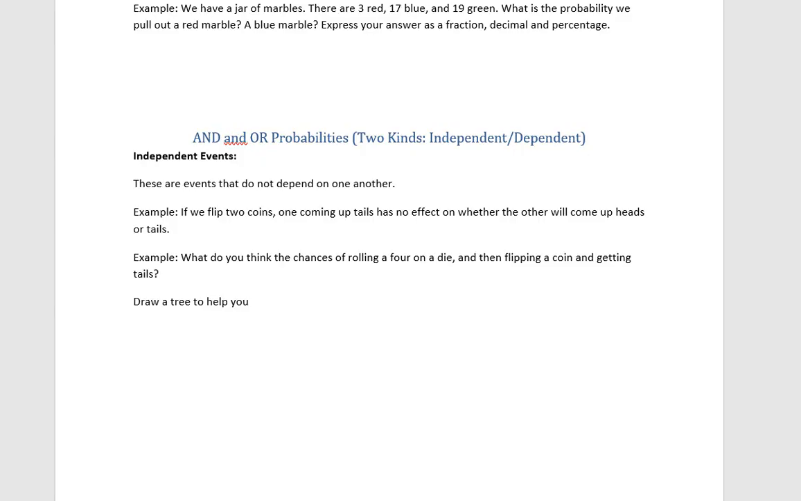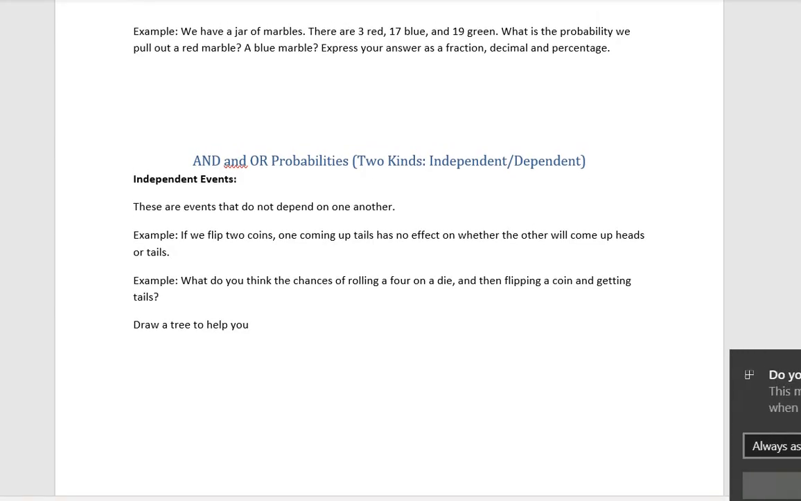All right, so we're on the very next page of our notes for section 5.1 to 5.2. In examples, let's say that we have a jar of marbles and we have 3 red, 17 blue, and 19 green. What we want to know is what's the probability that we pull out a red marble, a blue marble, and we want to express this as a fraction, a decimal, and a percentage.